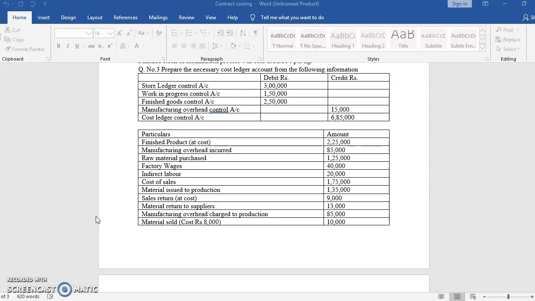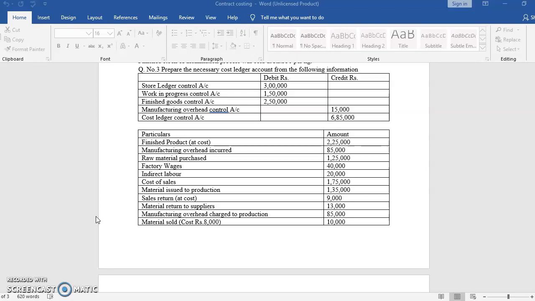If you see, the credit balance of manufacturing overhead control account is given, therefore we are going to write it on the credit side. Then for the cost ledger control account, again a credit balance is given, so on the credit side of cost ledger control account, write down by balance brought down 6,85,000. This is your first ledger. Below that certain transactions have been given. We will discuss the transactions one by one and then record.